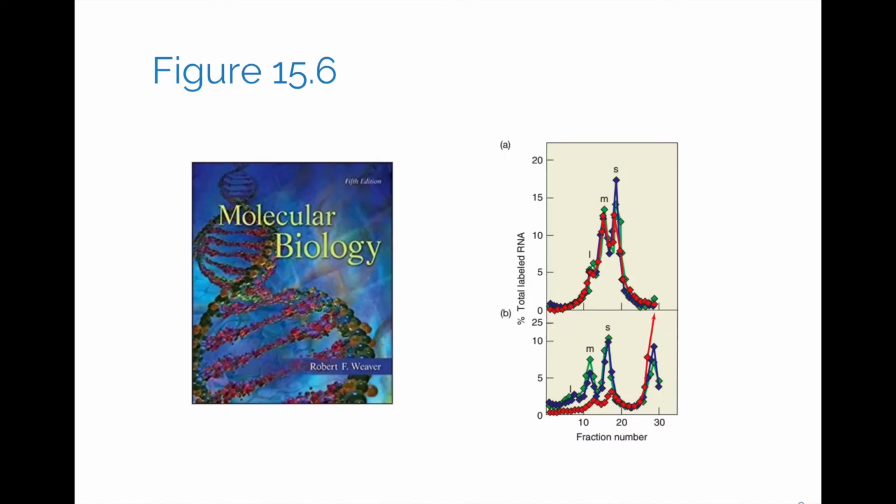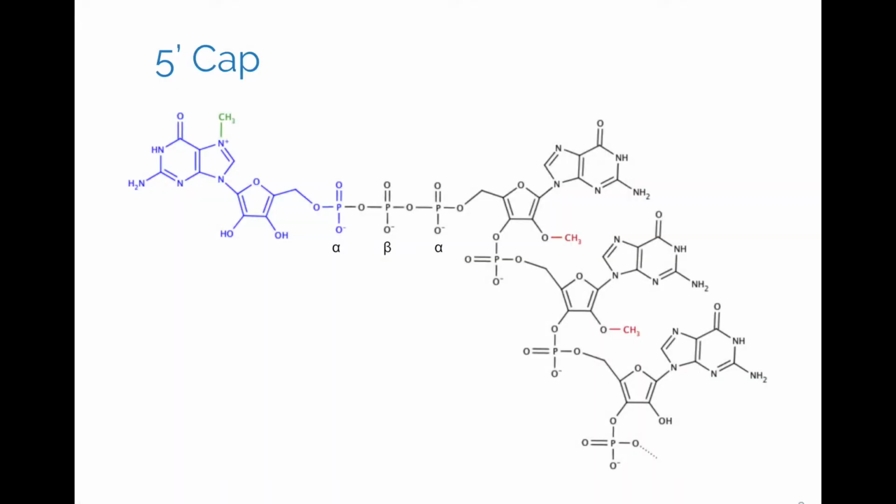The figures in this presentation are from the book Molecular Biology, written by Robert F. Weaver, and the video we will be discussing is figure 15.6, which shows the effect of the 5' cap on reovirus RNA stability. First, here's a picture of an mRNA with a 5' cap attached.